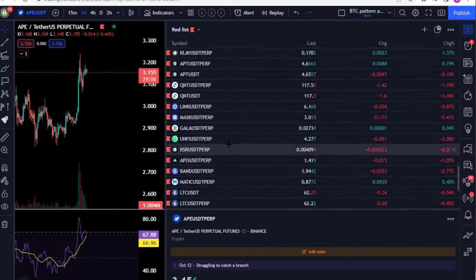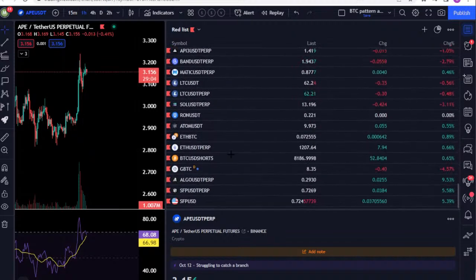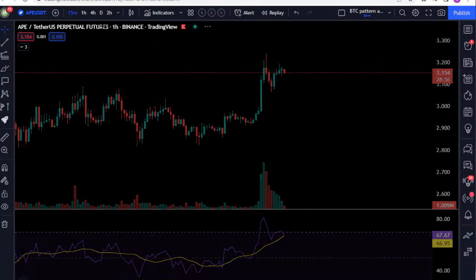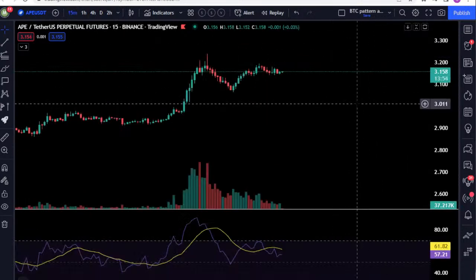Chili's, I'm really looking at Chili's. It's looking juicy, and SPF. Chili's gained so much for the day. It might be due for a retrace. You could trade retraces. It's all right.